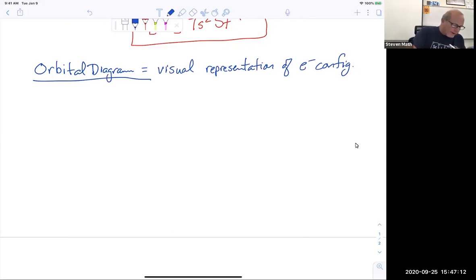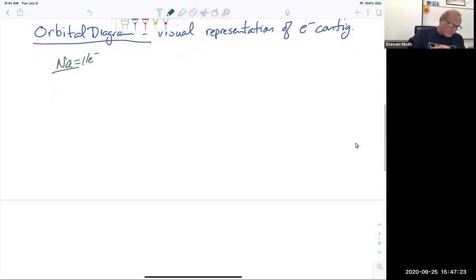Of course, you already know our first example has got to be sodium. So if we do sodium, we've got 11 electrons. We're going to draw orbitals now as dashes, and the y-axis here is going to be increasing energy. The first and lowest energy orbital that we're going to have is the 1s.